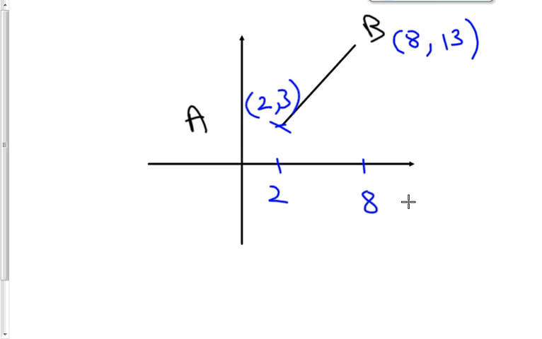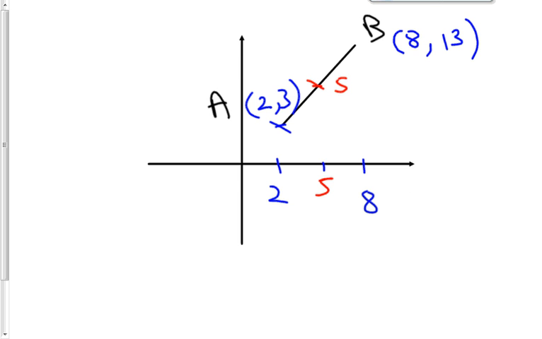Now, a good way to remember the midpoint formula is to simply take the average of the x coordinates. The average is halfway between 2 and 8, or if you add them up and halve it, it's 5. So it's here, 5. I'll just do that in red. And then the average of the y coordinates. The y's are 3 and 13, so 3 plus 13 is 16, half is 8. So I say, okay, 5 and 8.